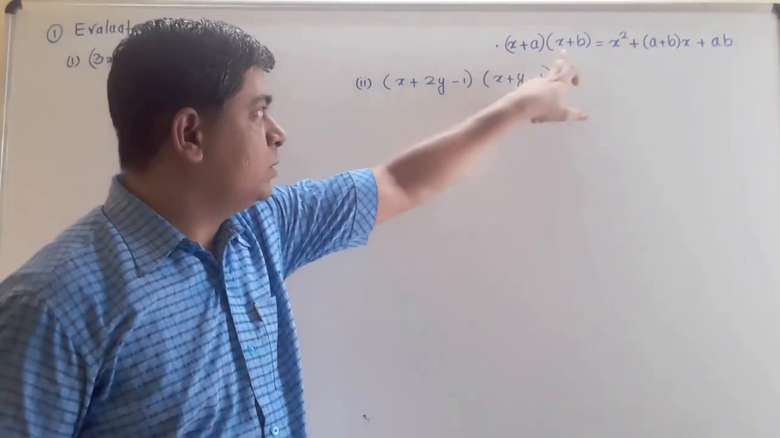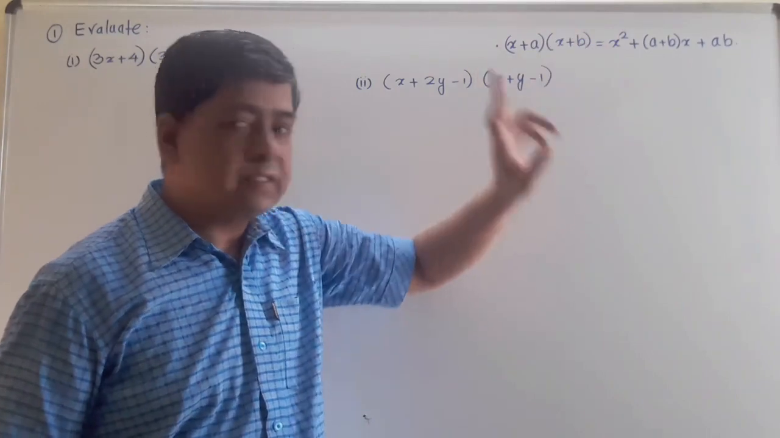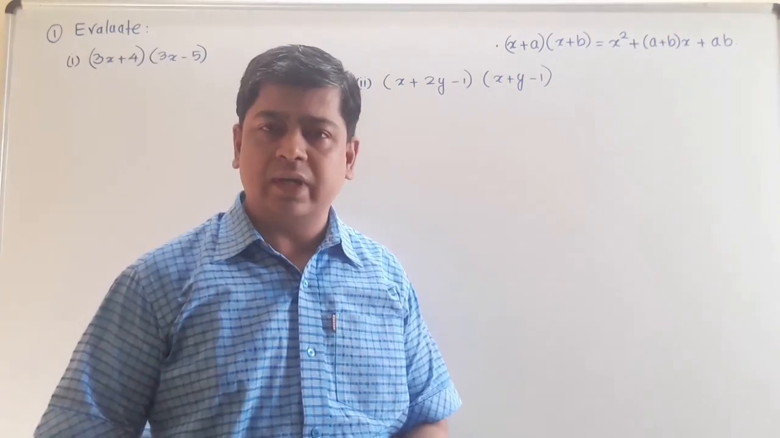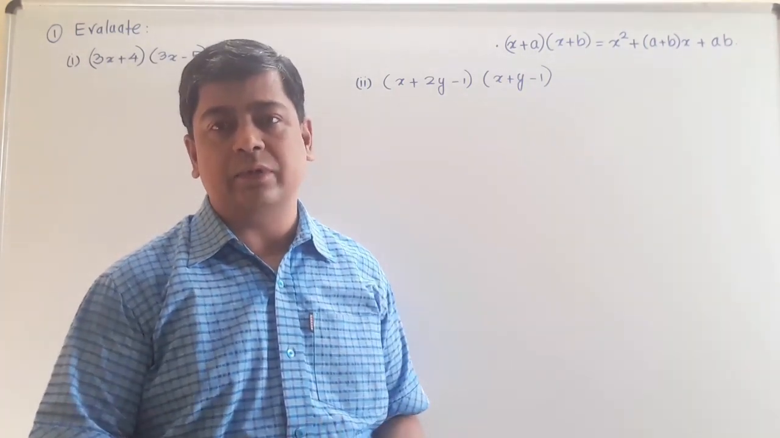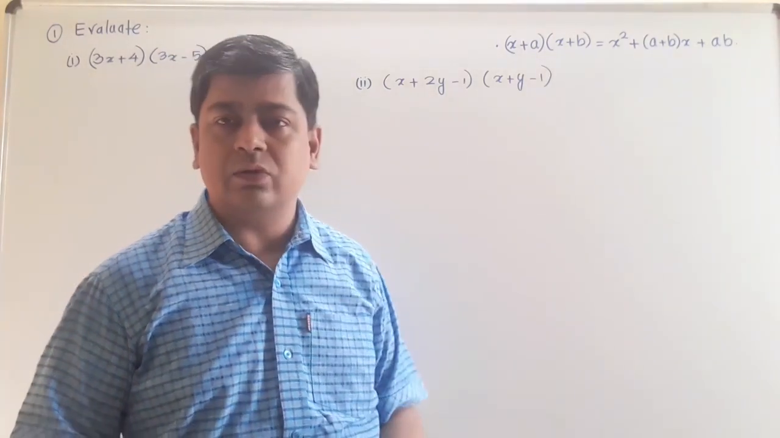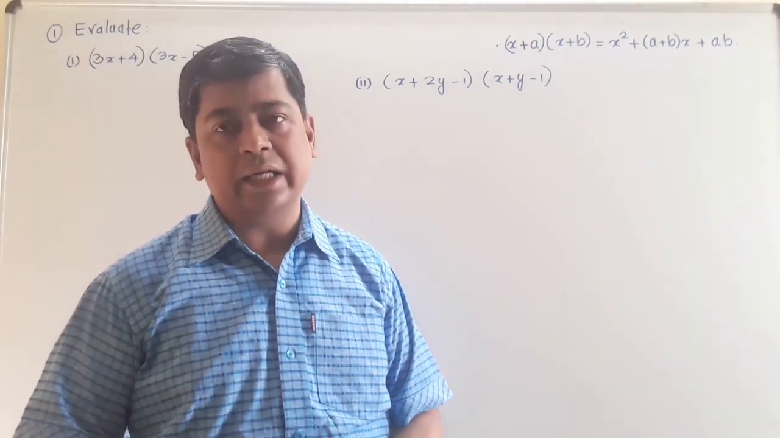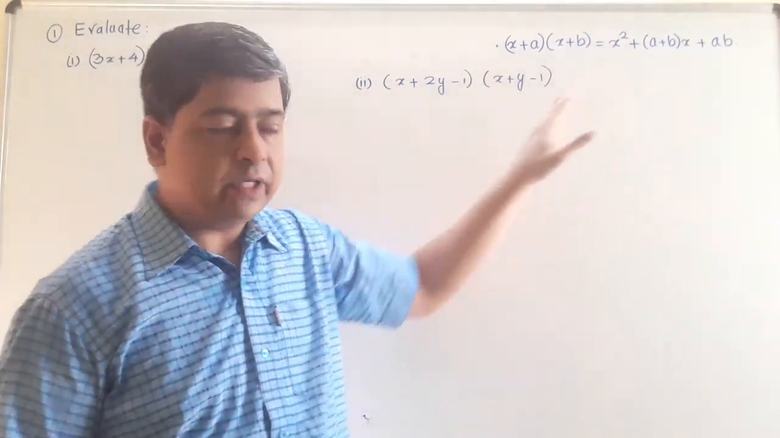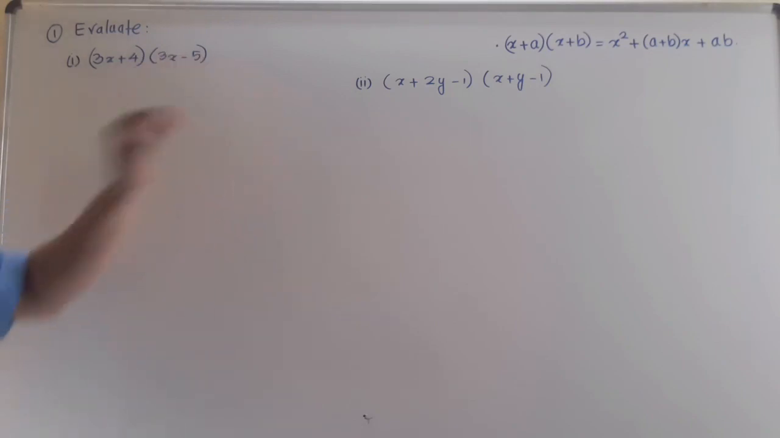(x plus a) into (x plus b) is equal to x square plus (a plus b) into x plus ab. Now let us see how this formula can be utilized, because this formula is very simple. We only need to be able to identify the question in the examination based on this formula, and it is not so difficult that you cannot easily identify it. Then you can apply the formula and get the answer quickly. Okay, so let us see how we can use this formula. I have written two questions on the board already to use this formula. So let's see how this formula can be utilized.